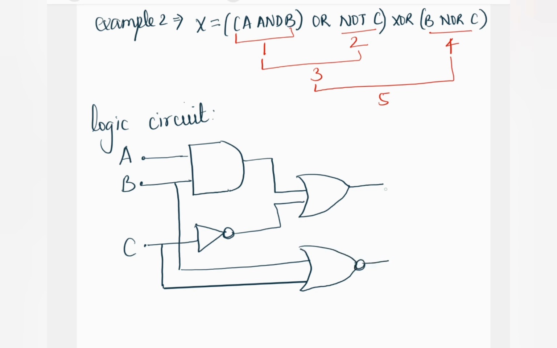Now the fifth gate is the exclusive OR. So we combine them together. Remember, the curve is crossing the two lines, and then we have got the OR gate, which gives us the output X. This represents the logic circuit for this particular expression.